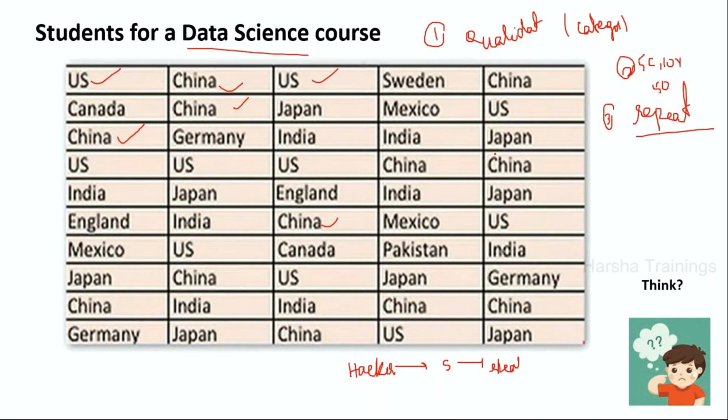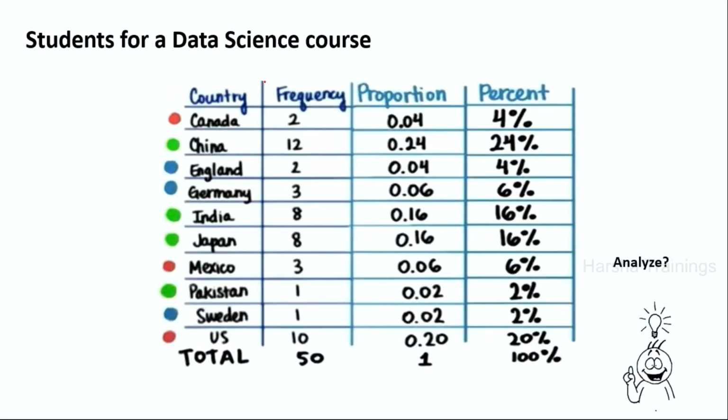Shall I go? Here, what I have done is I have arranged the table format, and totally I have 50 entries. Now, Canada is repeated 2 times. The first one is frequency, that means the number of times this country is repeated. Canada is repeated 2 times. China is repeated 12 times. England is repeated 2 times, and so on. Sweden appeared for only 1 time. This is called frequency. From the frequency, I can get a proportion of the data. It can be done by using 2 divided by 50.